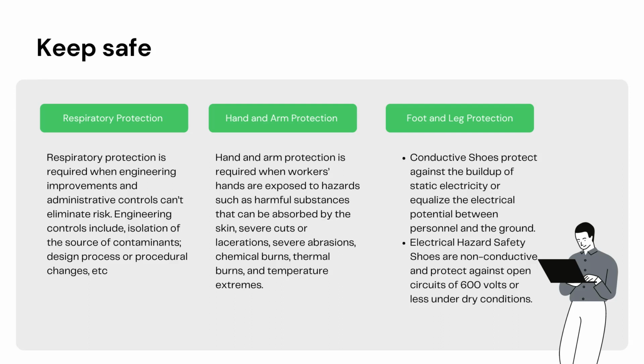Next one is the foot and leg protection. The foot and leg protection has two major parts. The conductive shoes protect against the buildup of static electricity or equalize the electrical potential between personnel and the ground. Next is the electrical hazard safety shoes. The electrical hazard safety shoes are non-conductive and protect against circuits of 600 volts or less under dry conditions.